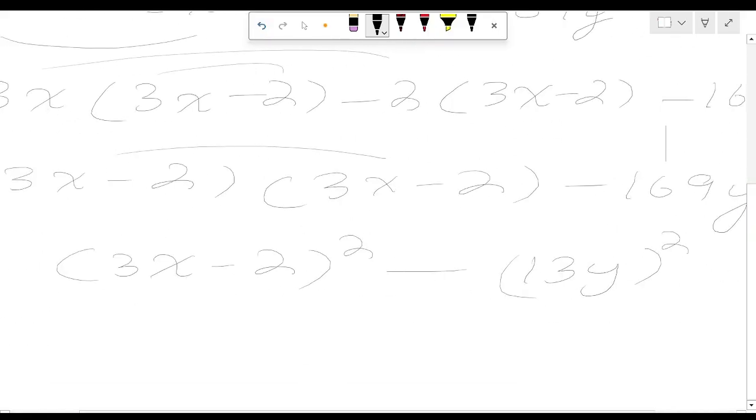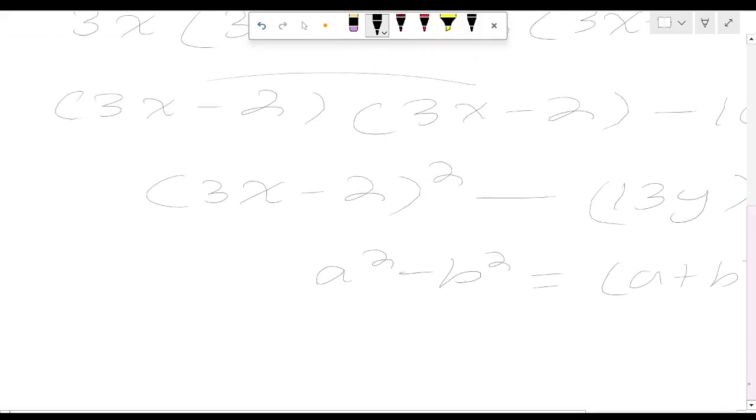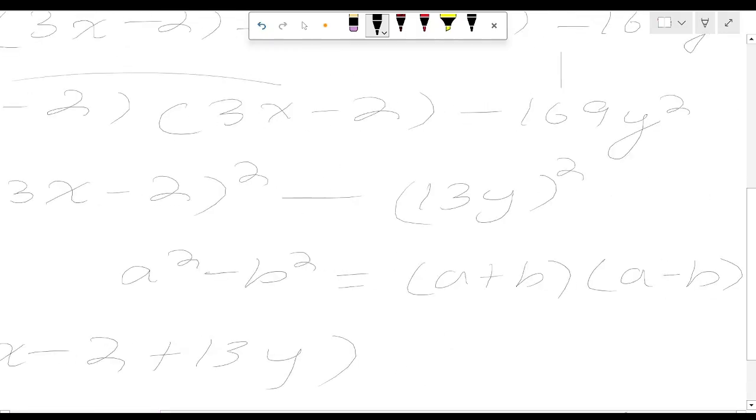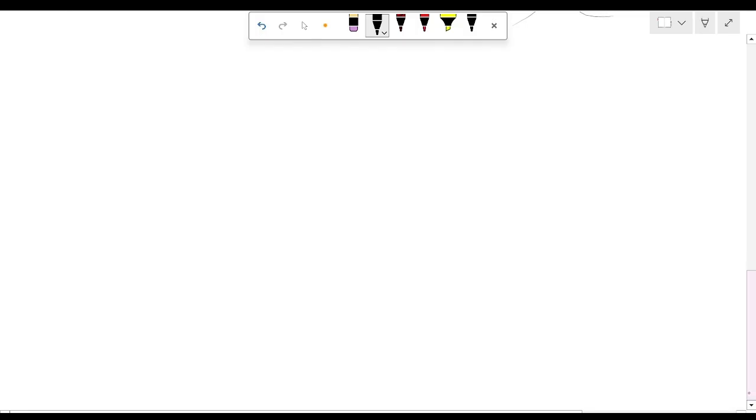So now we have these both values in a² − b² form. So we will write (a + b), and then we will subtract that, (a − b). So now I will write (3x − 2 + 13y) and (3x − 2 − 13y). So this will be your final answer for question number 5. Let's move on to question number 6.